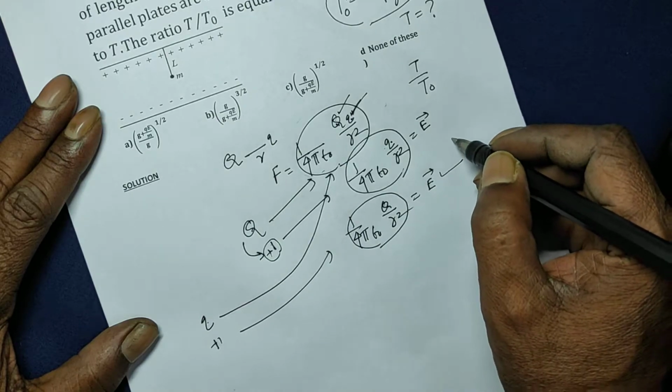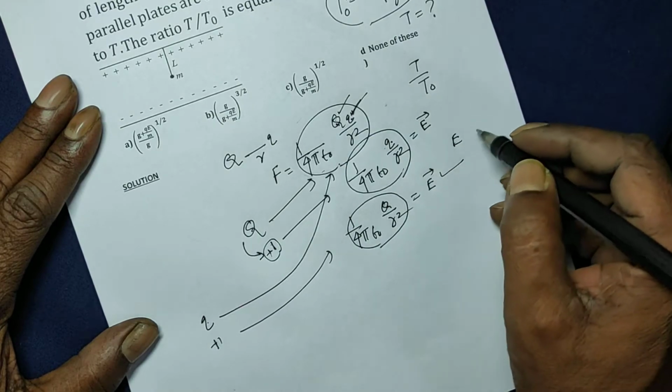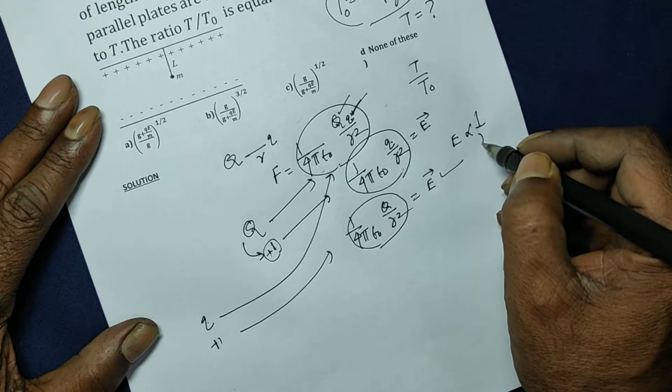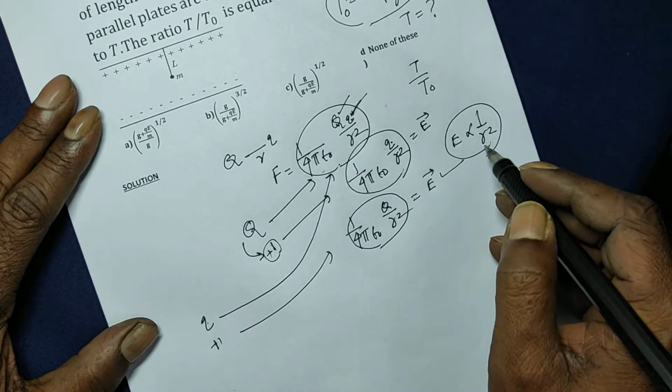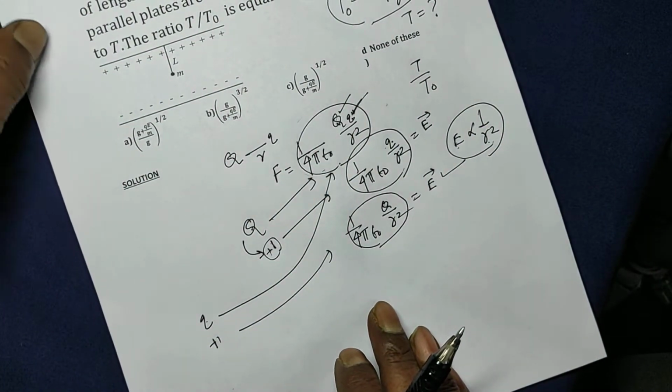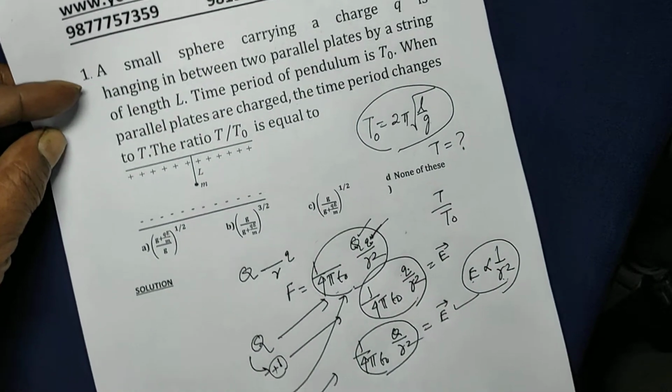So the conclusion is that the electric field due to a single point charge is proportional to 1 over r square. It means if r increases, E decreases. That is one way of explaining electric field.